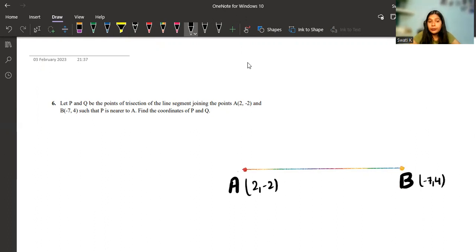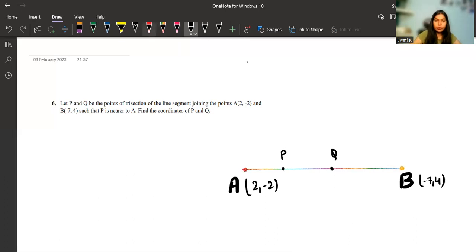Now let P and Q be the points of trisection. That means P is here and Q is also here. It is trisecting this line segment such that P is nearer to A. That means let's write down P here. This is P, and there is another thing which is Q. So let's write down Q over here. So now P and Q are the points of trisection of the line segment joining the points A 2 comma minus 2 and B minus 7 comma 4, so that P is nearer to A. We have to find the coordinate of P and Q, right?